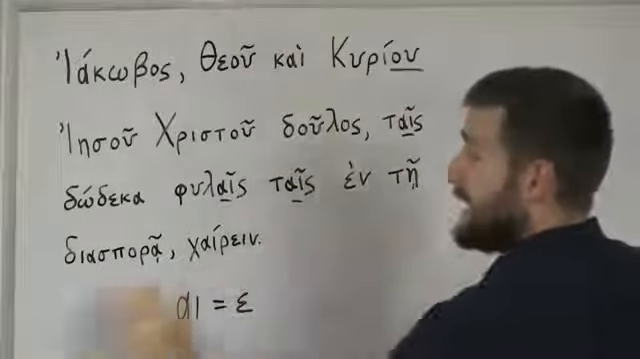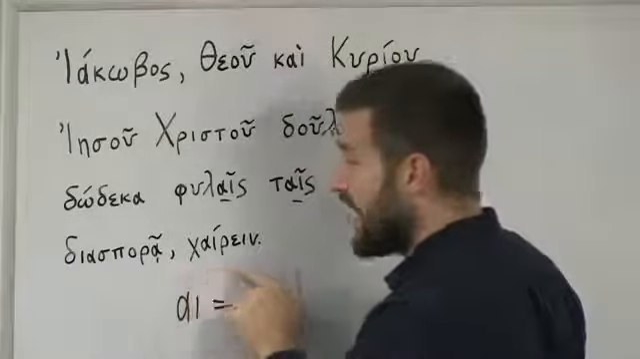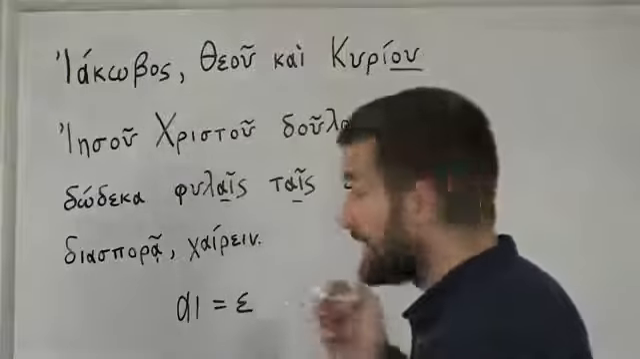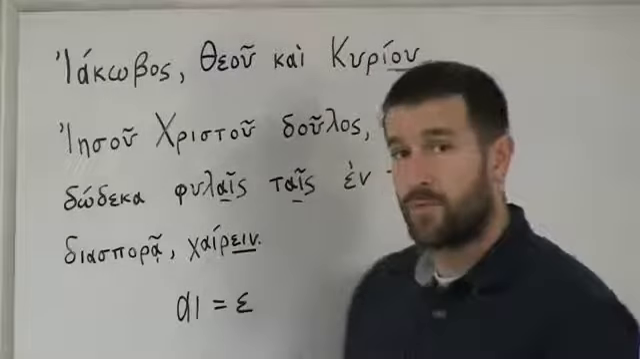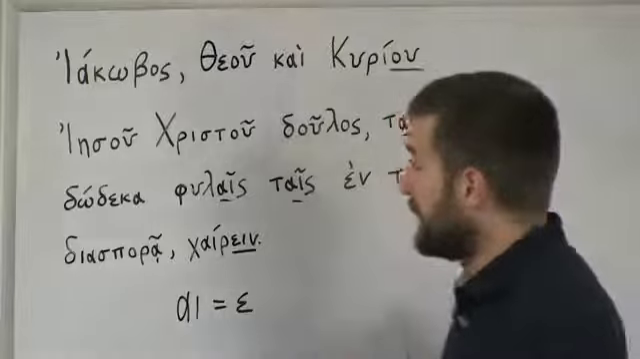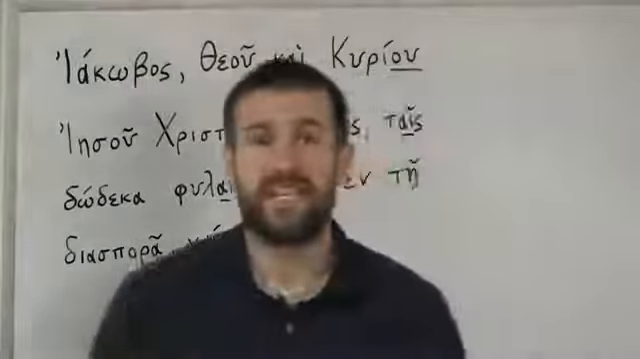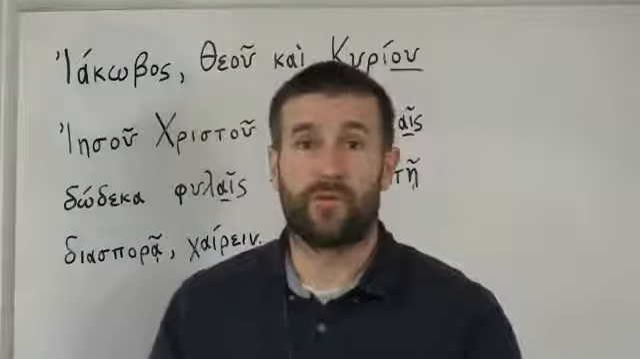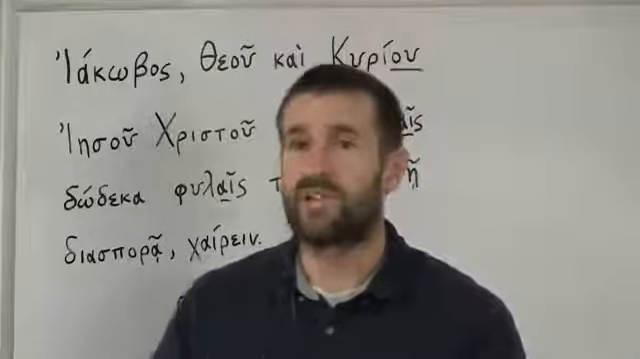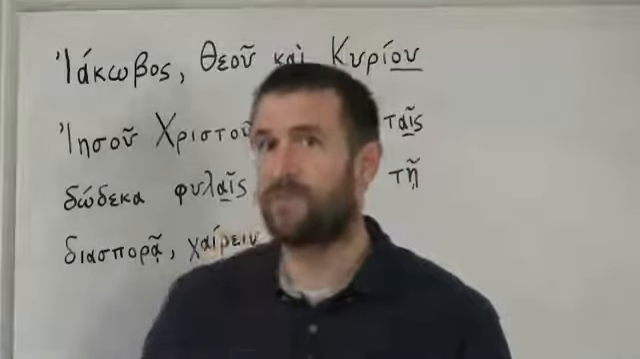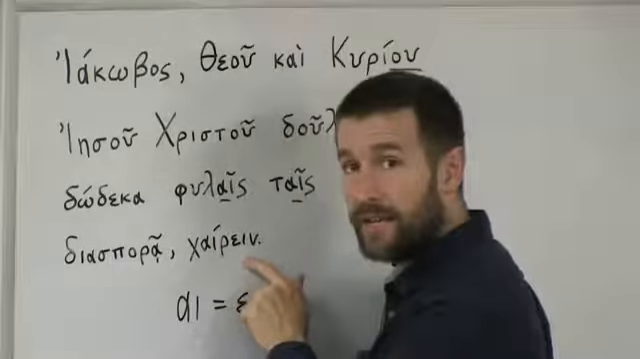So, tes en te diaspora, and then there's a comma again. Chairein, okay? Now this word chairein means greeting, right? That's how it is in the King James, greeting. Notice these last three letters here. These show us that this word is an infinitive, okay? Now, an infinitive is, in English, the verb preceded by the preposition to. For example, to love, okay? To do, to learn. When we express verbs like that in English with to in front of them, those are infinitives, all right? Well, in Greek, the infinitive has this ending right here, this "-ein" ending.